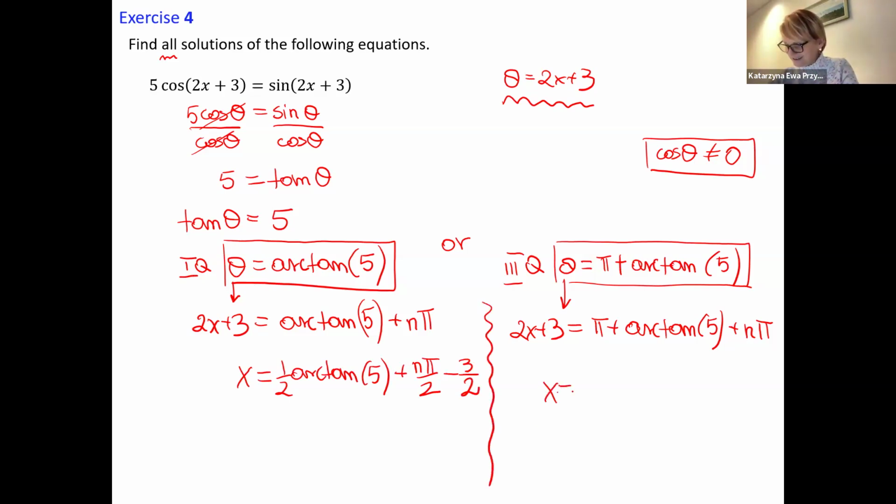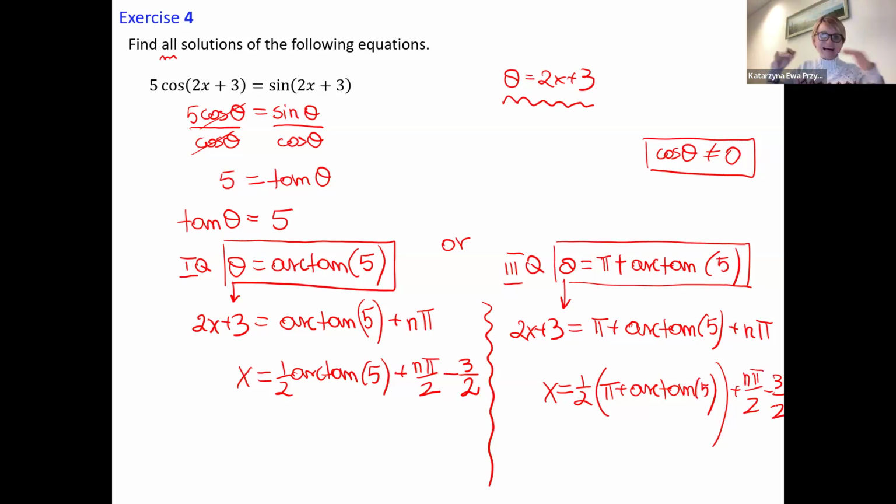And the other one is, dividing by 2, arc tangent of 5, dividing by 2 and subtracting 3 and also dividing by 2. Okay, that's the final answer. The last lines, we're just solving for x. We just want x. That means those are the solutions.